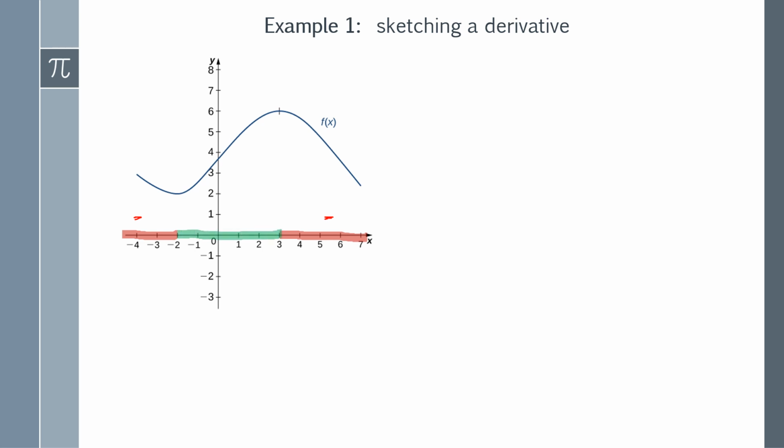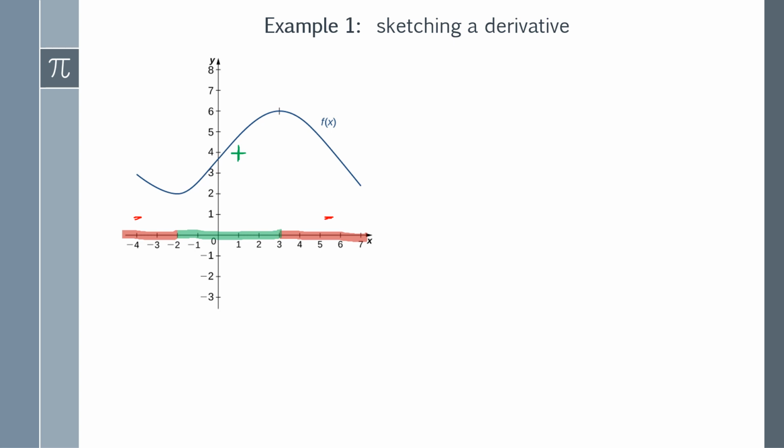Now what happens between -2 and +3? This is where the function is increasing. So the derivative here will be positive. That means the graph of our f prime should be above the x-axis. Now we can say a little bit more.